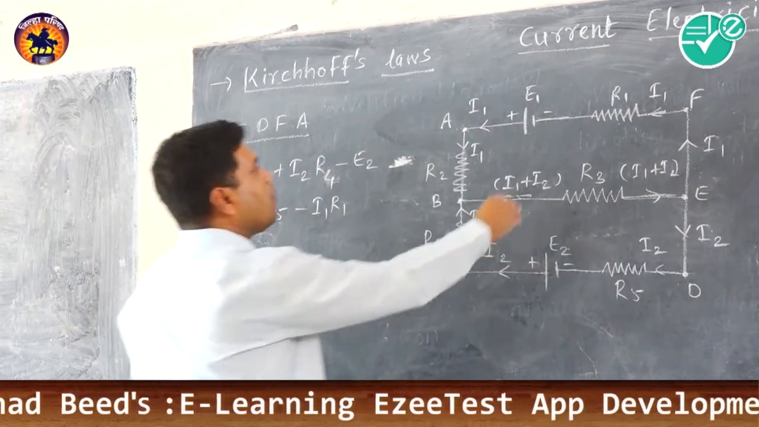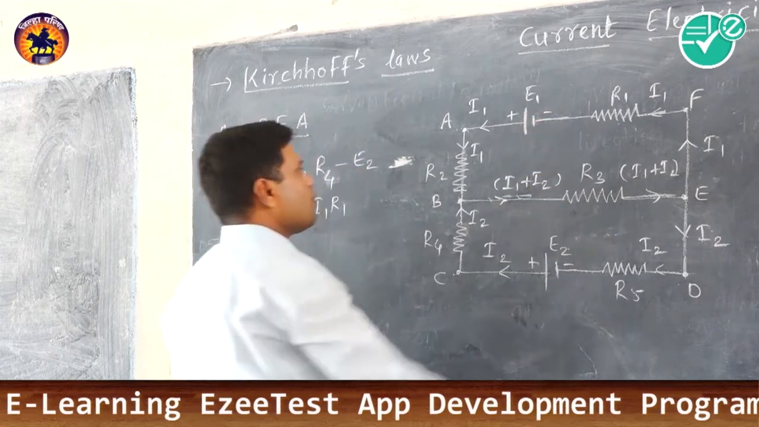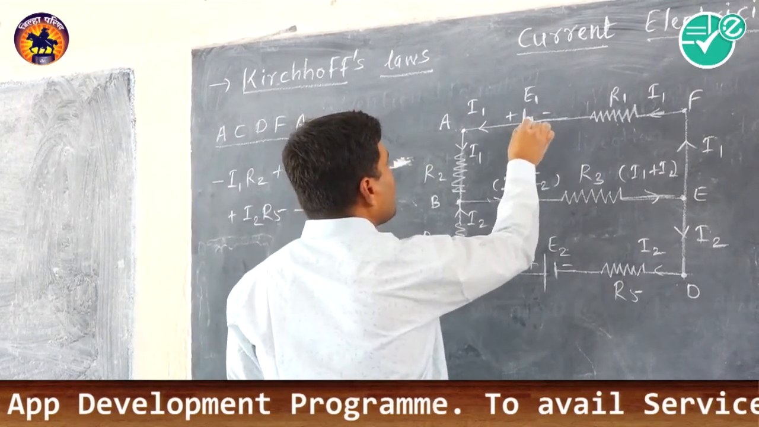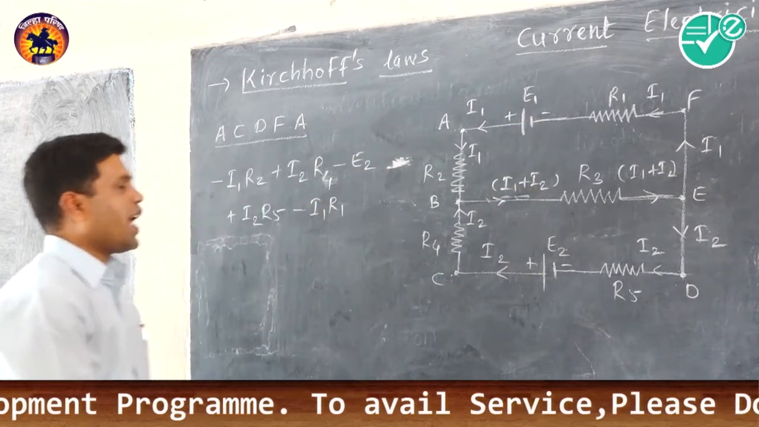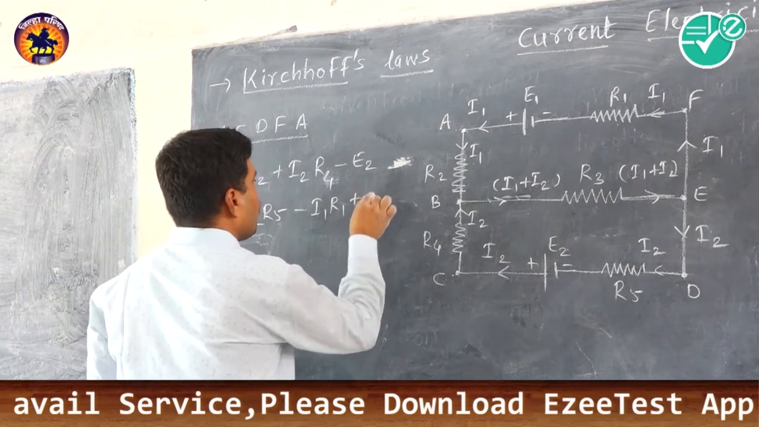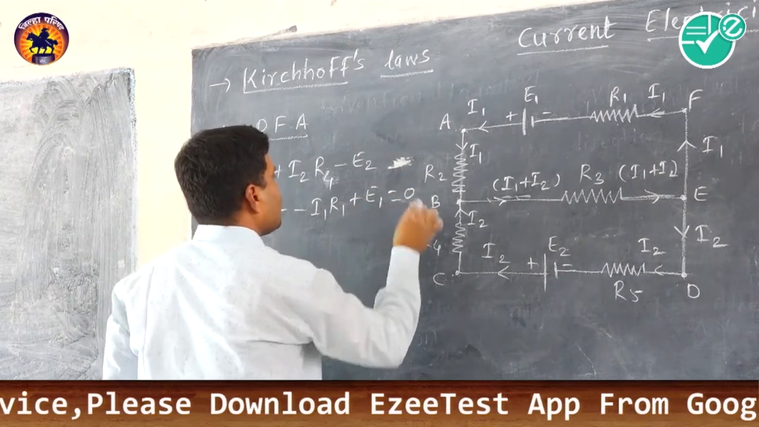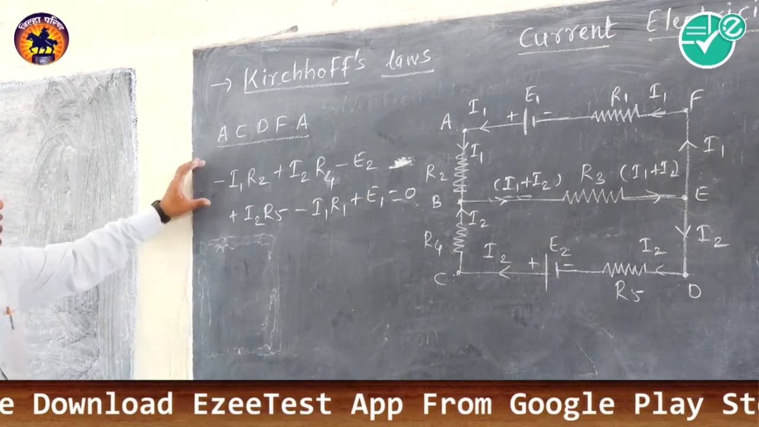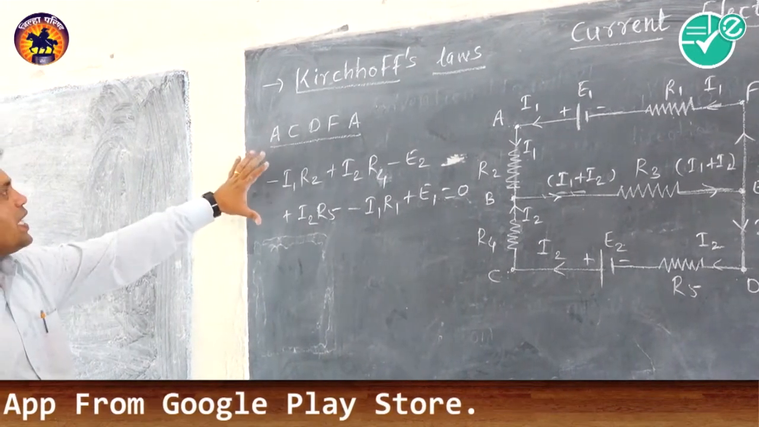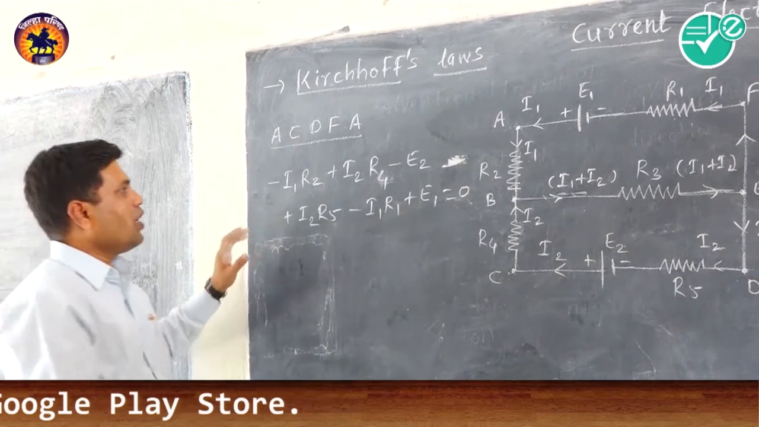Now we come to E1. While traversing the loop, we move from the negative terminal of the battery to the positive terminal, and according to sign convention, that EMF will be treated as positive. So the sum is equal to 0. This is how we have applied Kirchhoff's voltage law to the loop A, C, D, F, A.